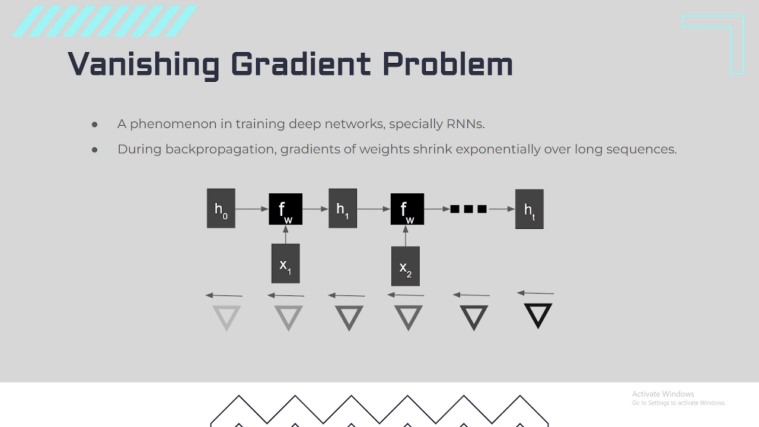But here is the catch. At each step back, the gradient gets multiplied by the weight matrix. If those weights are small, the gradient shrinks. It shrinks again and again until it's practically zero. So what does it mean? It means the early layers like H0 get no learning signal. The model simply forgets them. It cannot connect what happened at the beginning to what happened at the end.